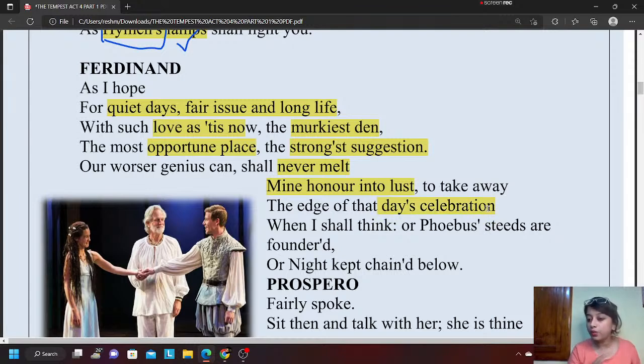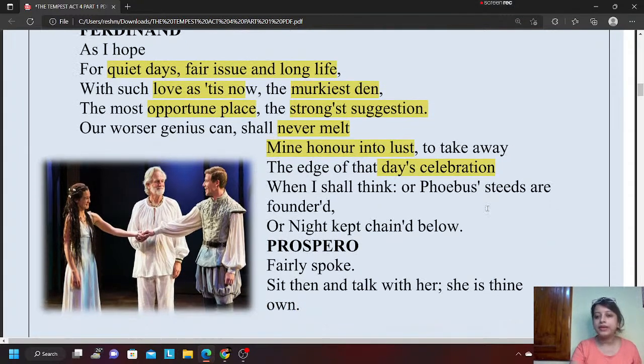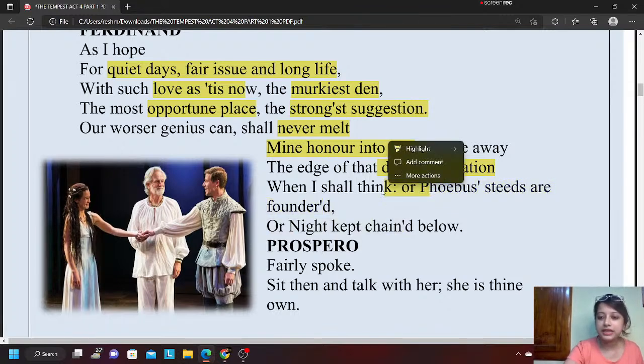So nothing can move me away from this promise that I am making. What promise? When I shall think, or Phoebus' steeds are foundered. Phoebus' steeds are foundered, meaning what? Phoebus, who is this Phoebus?